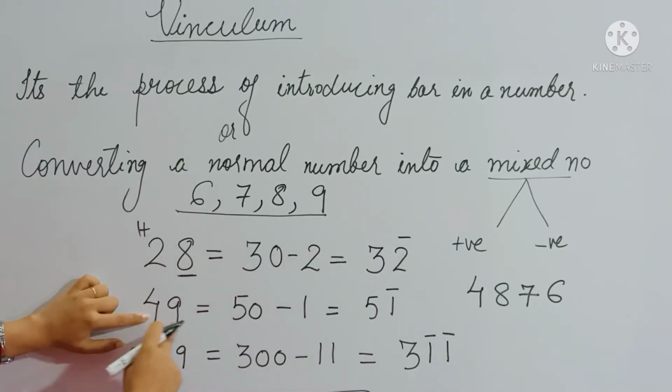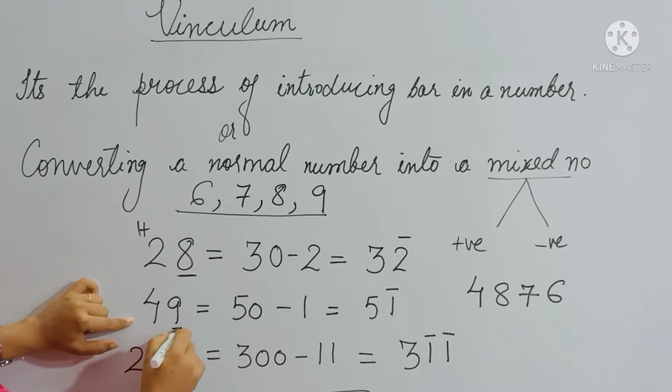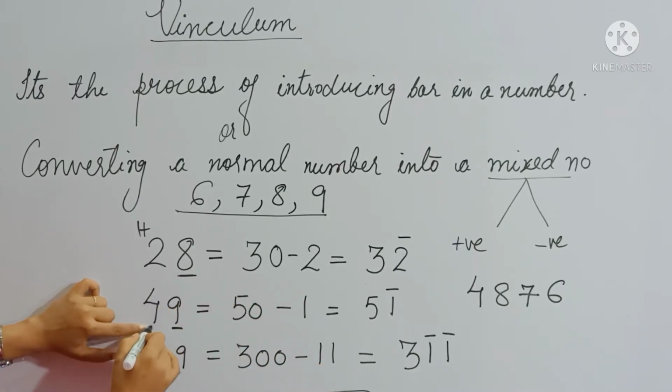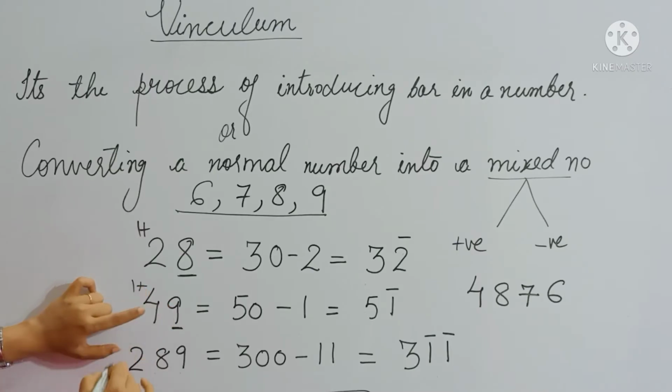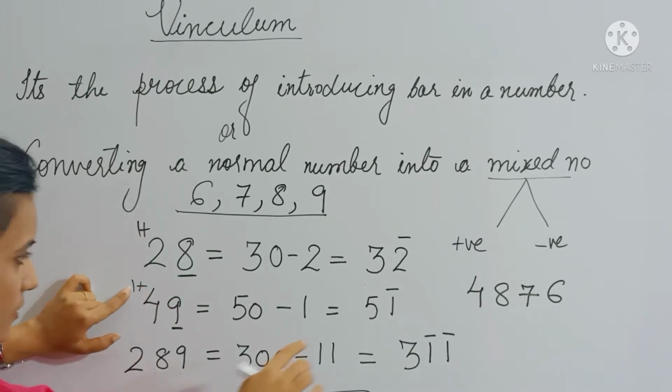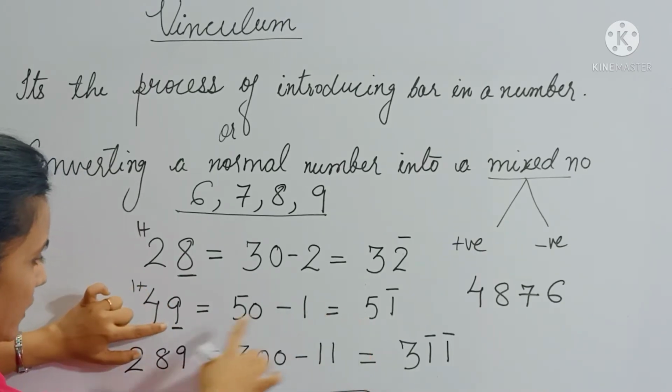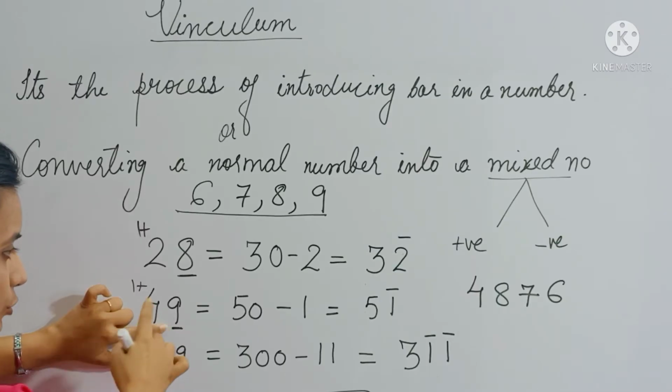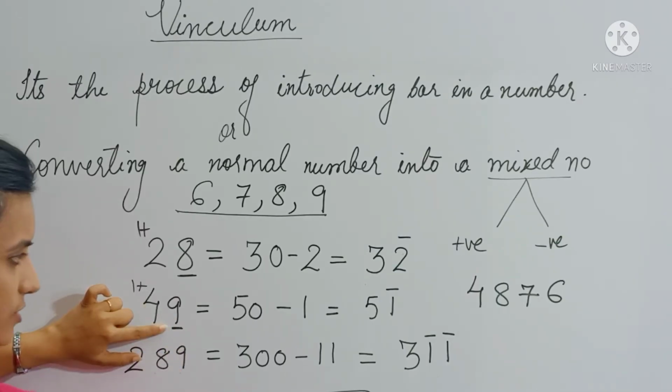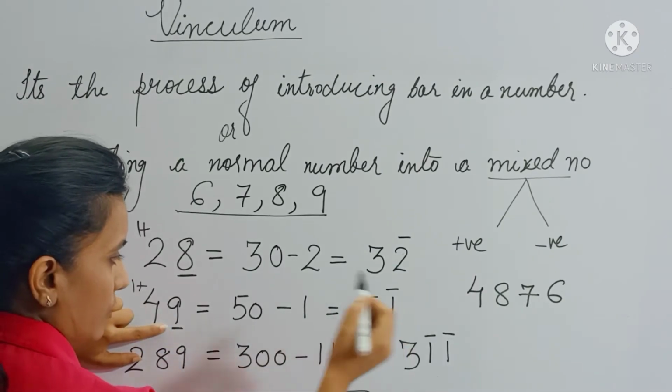Similarly, in 49, I will convert 9 to a smaller digit, right? So in the previous digit, you have to add 1. So 4 plus 1 is 5. And then you have to see 9 is how far away from 10. So it is 1 away from 10. So I have put bar 1.